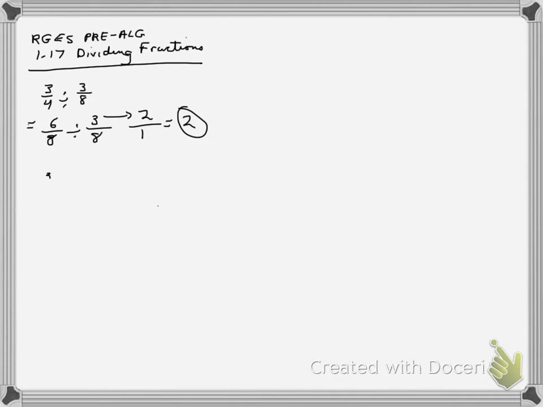So the next one would say 3/5 divided by 9/10. My common denominator would be 10. 5 times 2 is 10, so 3 times 2 is 6. The second one is already tenths, so it would be 9. And again, what am I doing? I'm dividing the numerators. I'm saying 6 divided by 9 divided by 1, because 10 divided by 10 is 1.